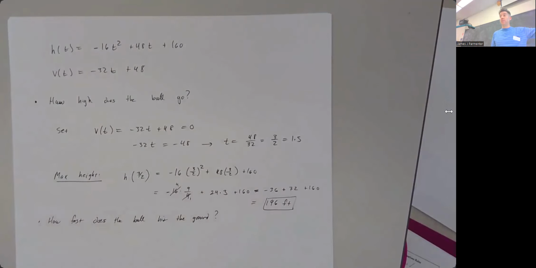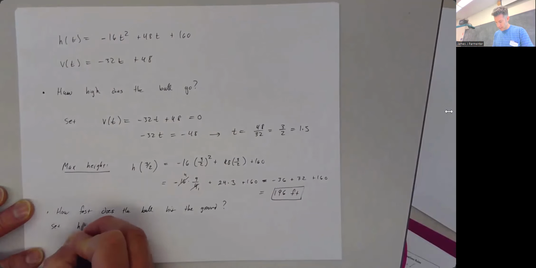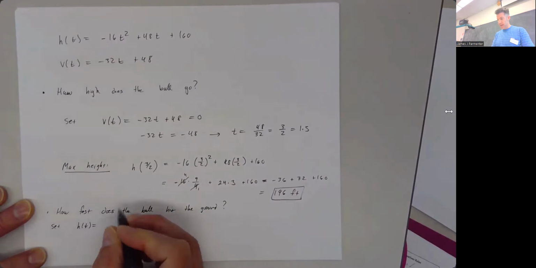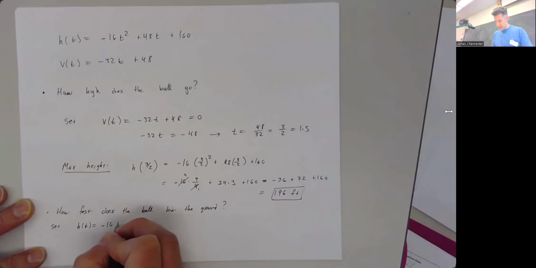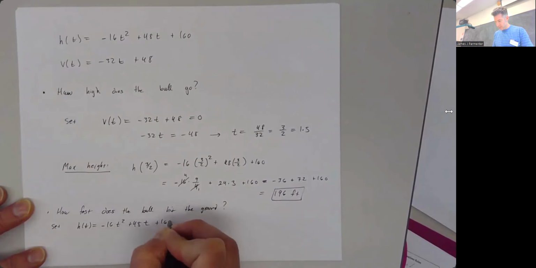We don't know the velocity, right? We're being asked to find the velocity. But we definitely know that if the ball hits the ground, the height is how many feet high? 0. Usually these problems involve setting something equal to 0. So we're going to start by setting the height equal to 0. And the height is -16t squared plus 48t plus 160.